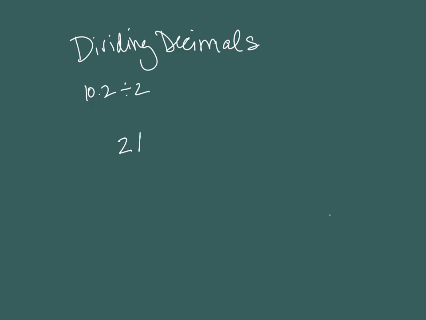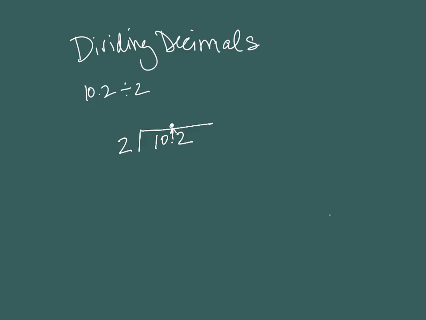So we're going to take 2 and divide that into 10.2. So 2 is our divisor, 10.2 is our dividend, and we're trying to figure out the quotient. So the first thing we do is we take up the decimal point, and that comes up above the line. So it's in the right spot.